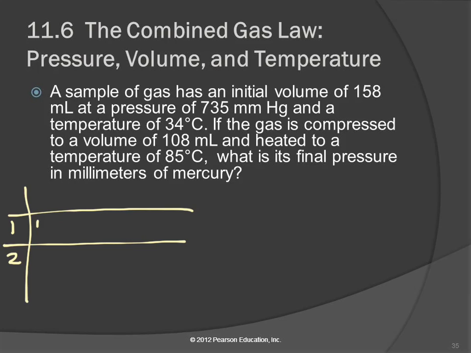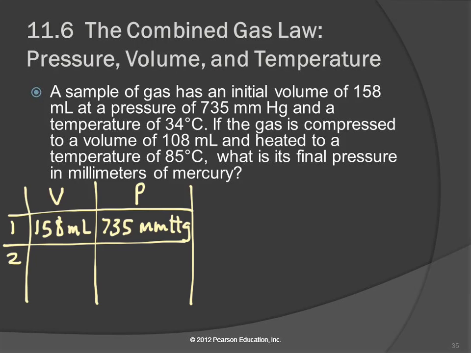And so 158 milliliters, that is a volume, right? Pressure of 735 millimeters of mercury. That's the pressure. And a temperature of 34 degrees Celsius. Can we use Celsius? No. Let's convert it right away before we forget. Plus 273, I think that ends up to be 307. Is that right?